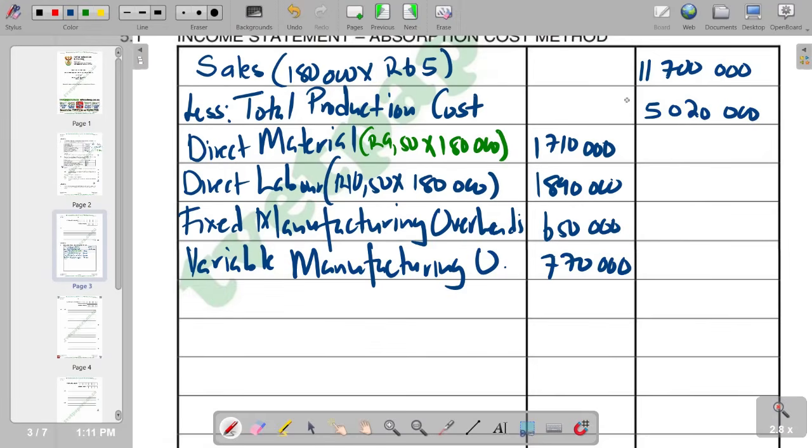So if we subtract it, since we are saying less, you say 11,700,000 minus 5,020,000, you get your answer here, which is 6,680,000. And the figure that we have here is now our gross profit.